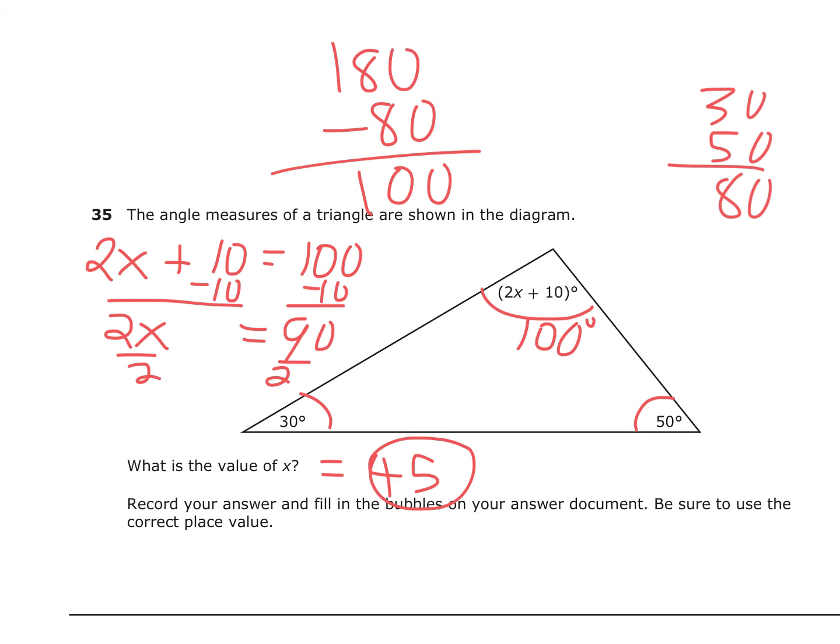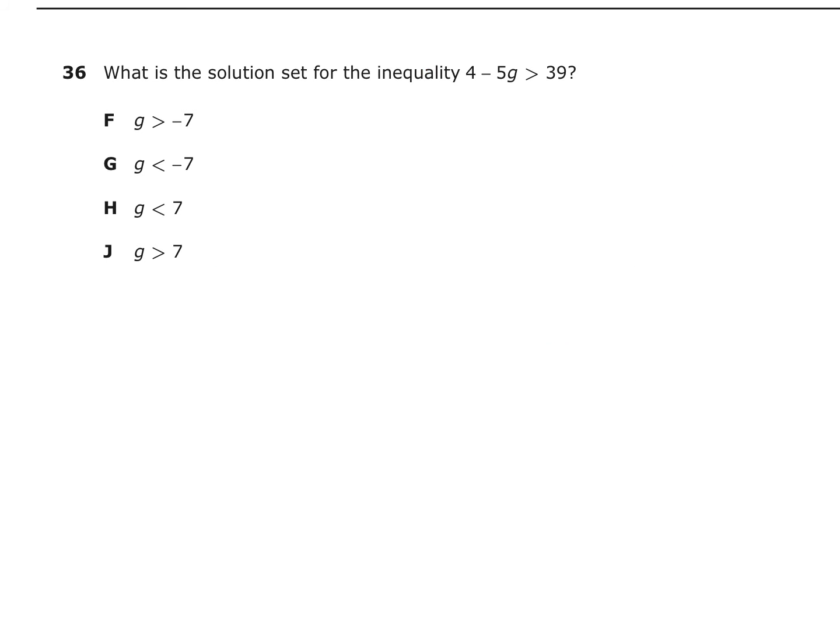Now, is there a way you can check? Sure. 2 times 45 here is, plug it back in here. 2 times 45 is 90, and 90 plus 10 is 100. And 100 plus 50 is 150, plus 30 is 180. It adds up to 180. It is correct. Let's move on to number 36.